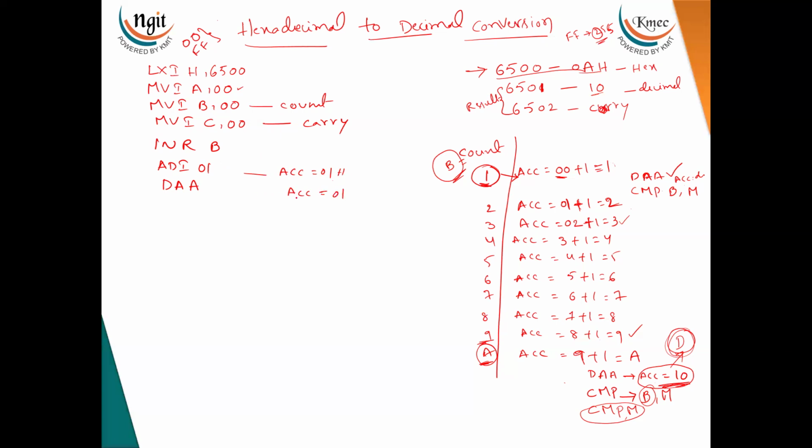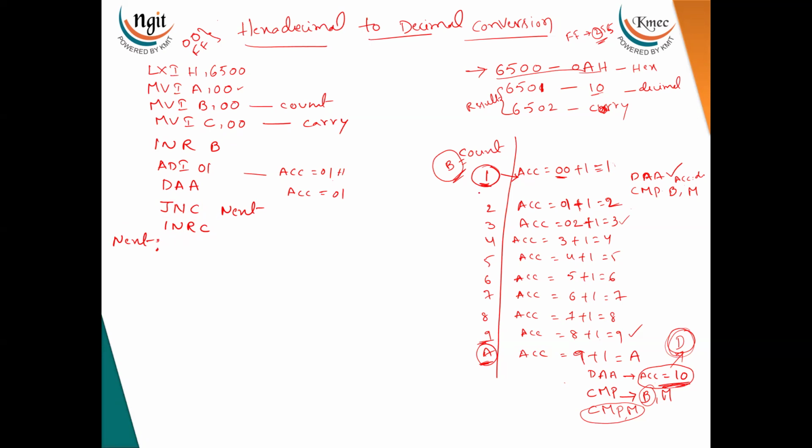So now, after the one addition, if any carry is generated, we need to take care of the carry. For that, what I'm doing is JNC. If no carry, I am asking to jump to the next location. If carry is generated, we need to increment the carry counter. For carry I'm using the C counter, so increment the C.